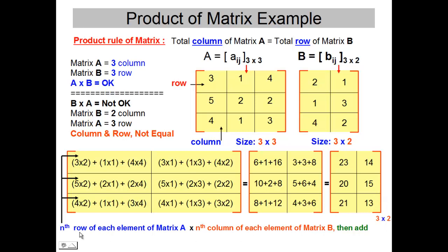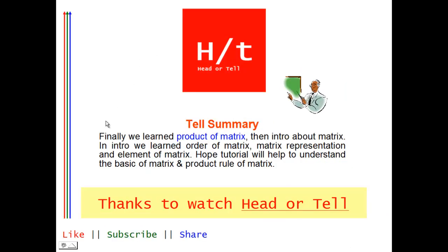So the nth row of each element of matrix A is multiplied by the nth column of each element of matrix B, then add. Now the summary. Finally, we learned product of matrix, then intro about matrix. In intro, we learned order of matrix, matrix representation, and element of matrix. Hope this tutorial will help you understand the basics of matrix and product rule of matrix.